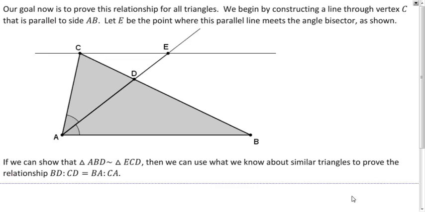So let's see why that is true. To complete the proof, first we're going to construct this line parallel to AB that passes through C. We know there's exactly one line by the parallel postulate. And that's going to cross the angle bisector at some point. Let's call that E. The goal is to show that triangle ABD is similar to triangle ECD. Because then, once we know they're similar, we can write a proportion. And hopefully that proportion will help us get to what we want to show, this one from the angle bisector theorem.